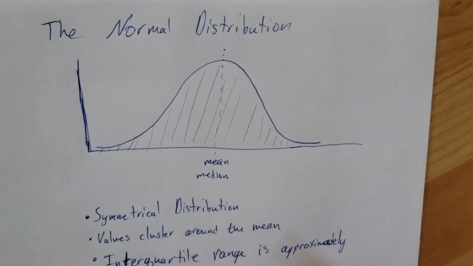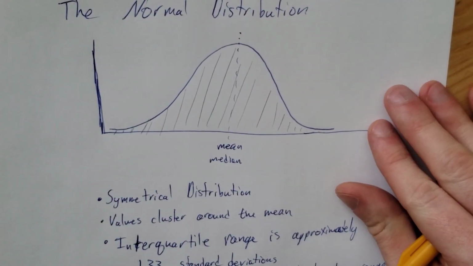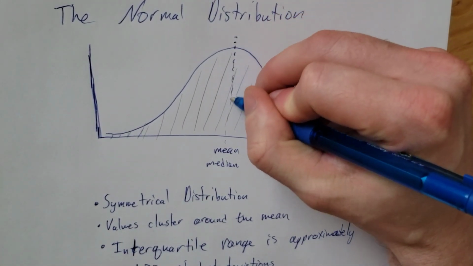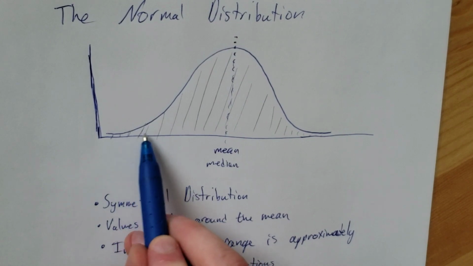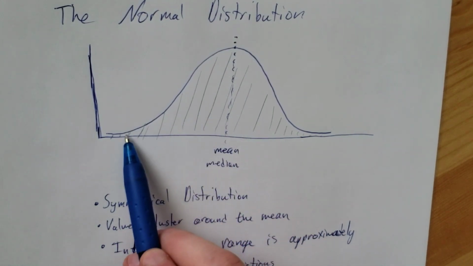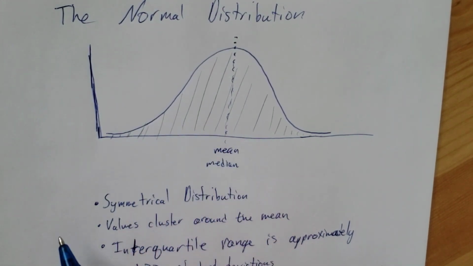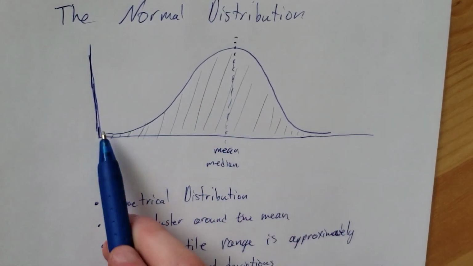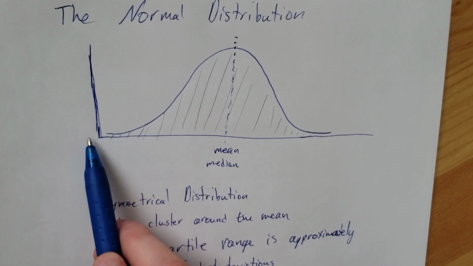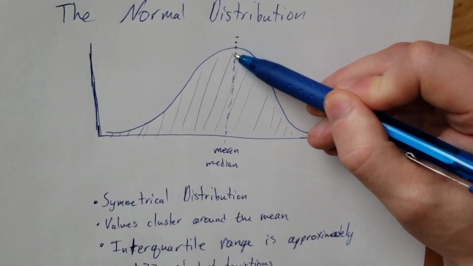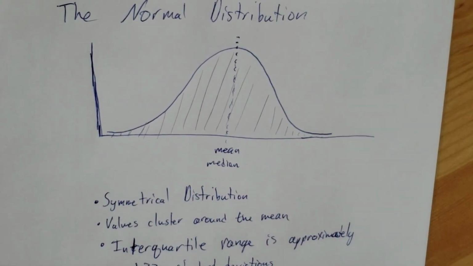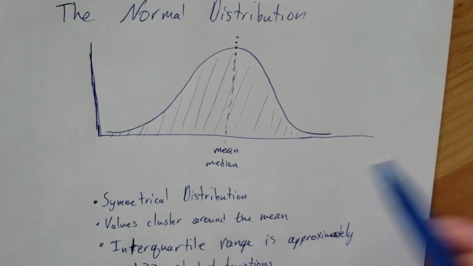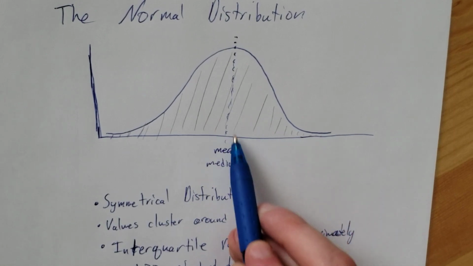We can think of, well, where is 50% of our data? 50% of our data lies below the median, which happens to also be the mean for the normal distribution. So the area under this curve would be 0.5 from all the way over here to the left, up until the median. Also, if we look at the right side over here, this area would be 0.5 as well.